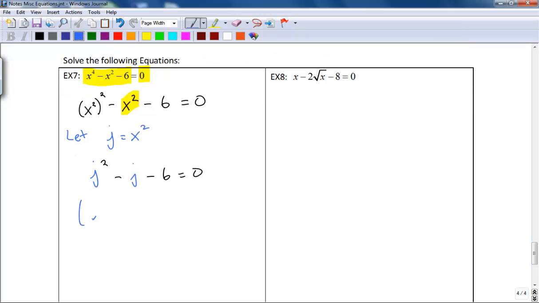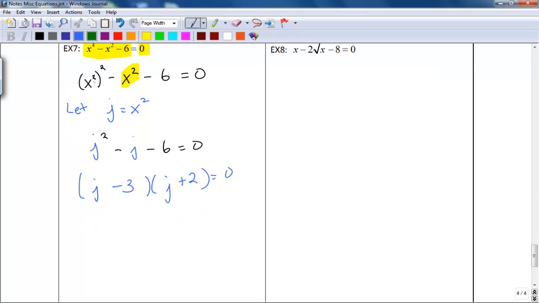If I factor this, the only things that multiply to a J squared are J and J. Then I need numbers that multiply to negative 6 and add to negative 1J. So that would be a minus 3 and a plus 2. Let's just check. J squared plus 2J minus 3J is a negative J, and then minus 6. Great, that works. If I set both of these equal to 0, I have J minus 3 equals 0, and J plus 2 equals 0.